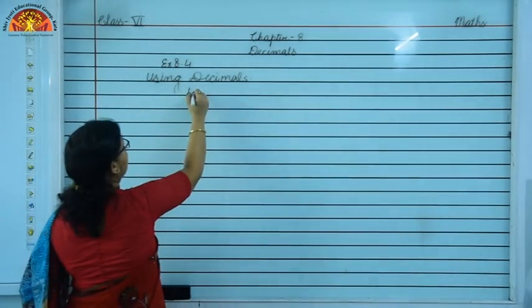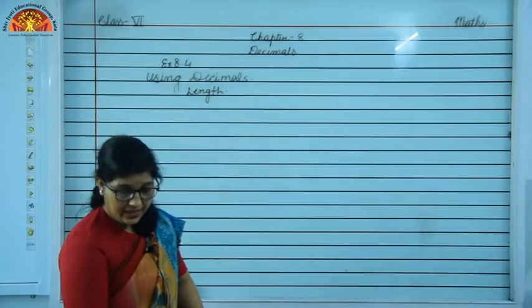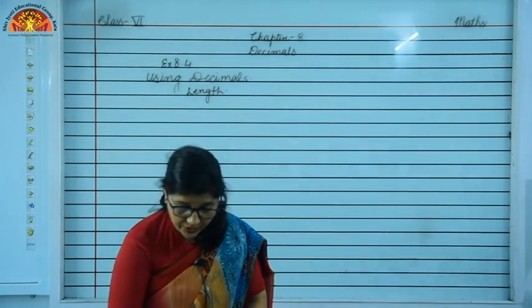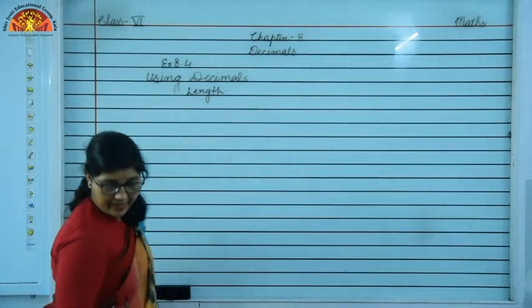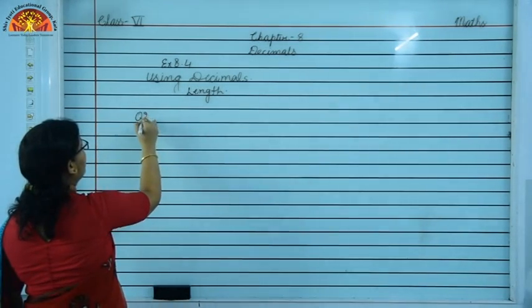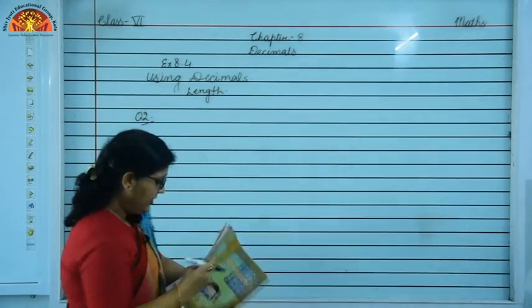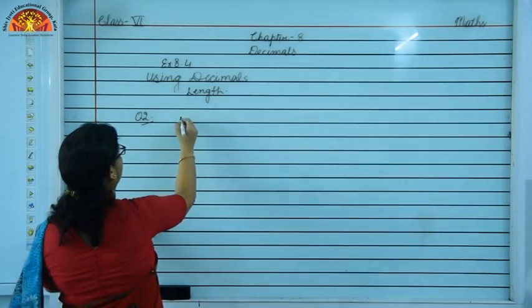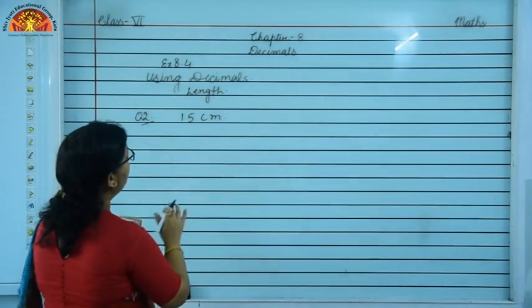Next topic is length. Now in length, we take a question from exercise 8.4, question number 2. A part, 15 centimeter, and we want to convert into meter.